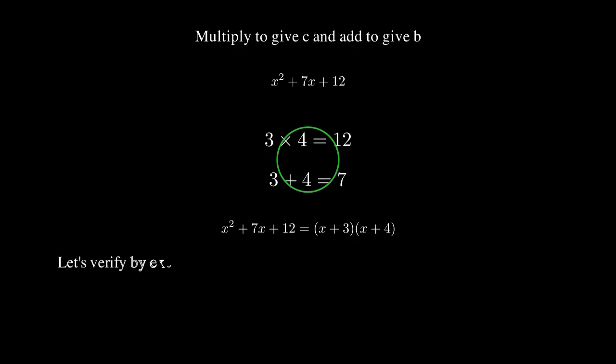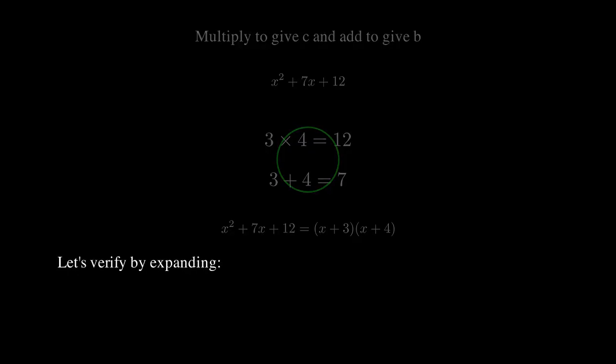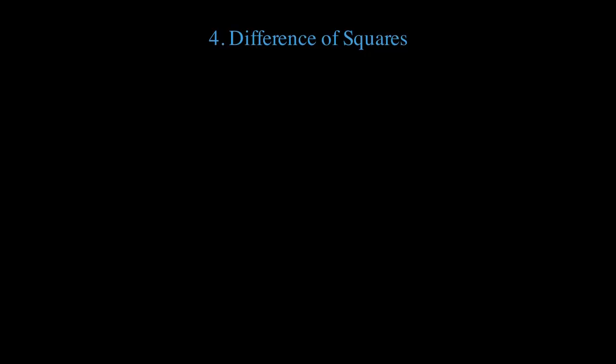We can verify this by expanding it back out. Expanding gives us x² + 4x + 3x + 12, which simplifies to x² + 7x + 12. Perfect! Another important pattern is the difference of squares.